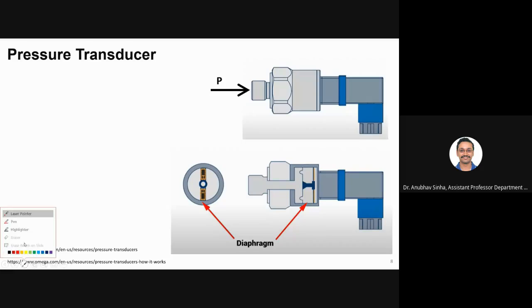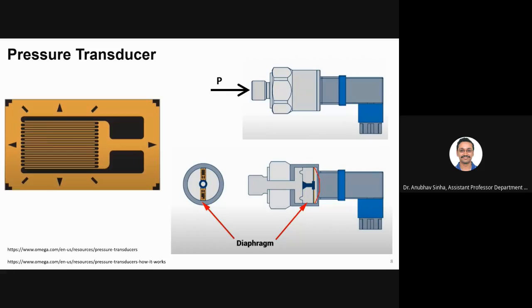Okay, let me draw it for you. The diaphragm, which is made of flexible material, if you apply more force or pressure, it will bend a little bit like this, right? Now this diaphragm is actually equipped with strain gauges. So this is called a strain gauge. It is pasted on the diaphragm.